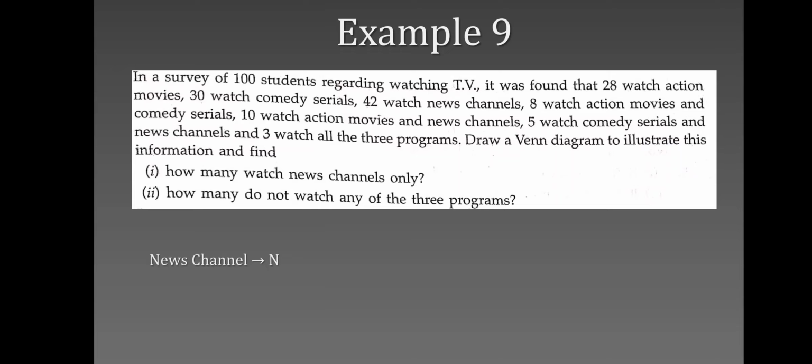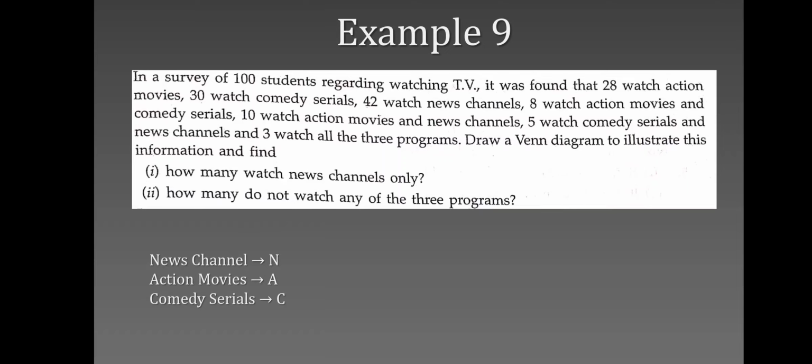Okay, so before I can draw the Venn diagram, I have to name the sets. So let the news channel set, the number of students only watching news channel, be named as N. For the action movies, let it be A, and for the comedy serials, let it be C. Fine. So now we have to understand what are the things given out of 100 students. Now always remember this. This 100 students does not represent the union. Why does it not represent the union? Because in the question it is given how many do not watch.